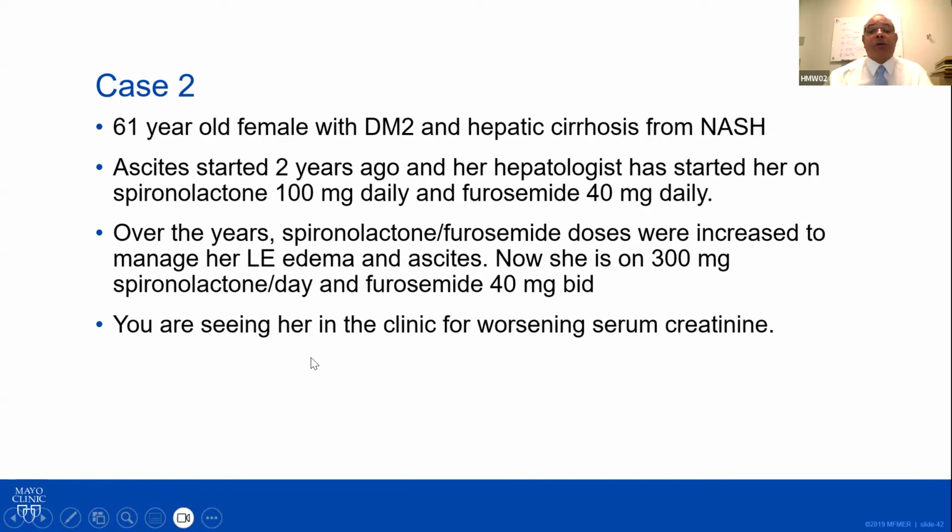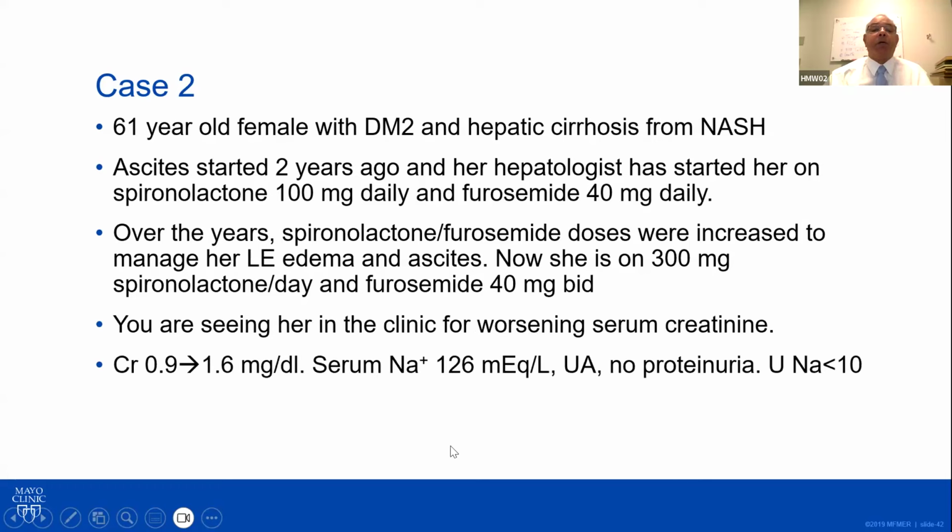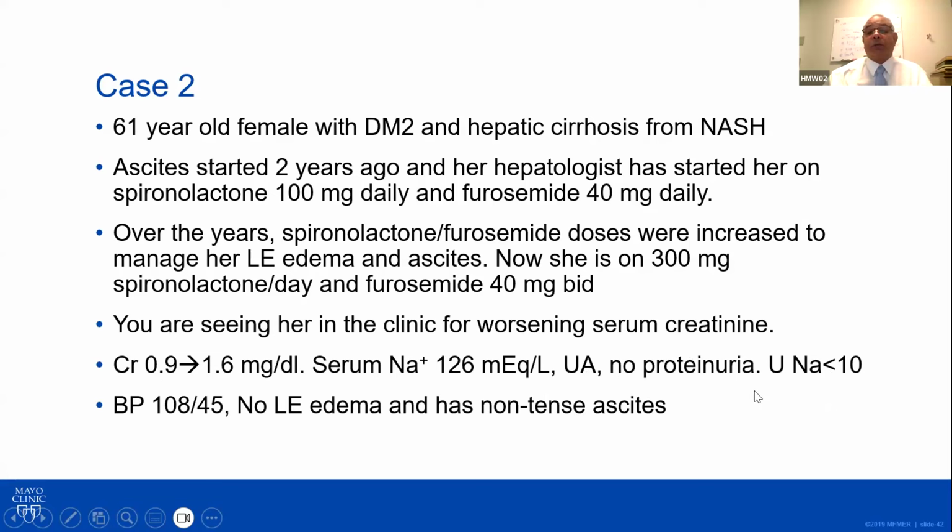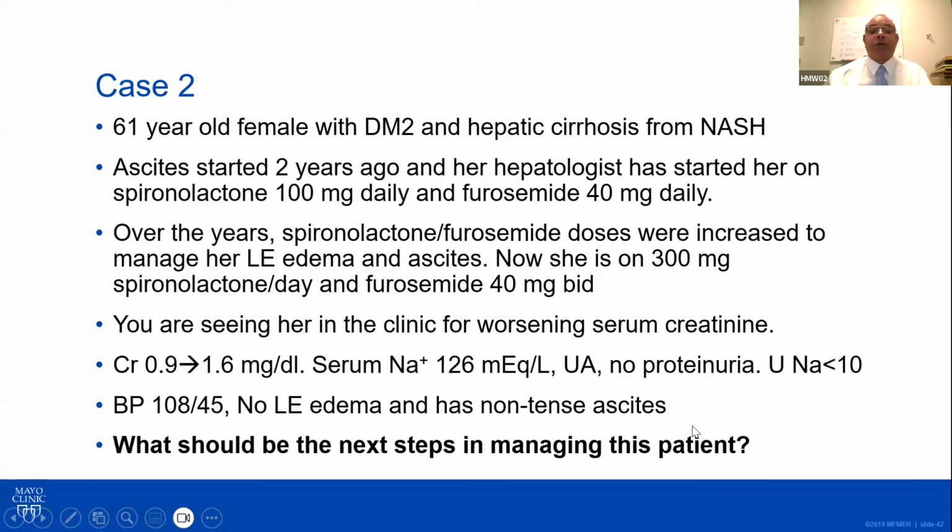But you are seeing her because her creatinine starts to rise. Edema is not a problem, ascites is not a problem, but her creatinine is a problem. You look at her labs, creatinine increased from 0.9 baseline to 1.6. Sodium is low, no proteinuria, urine sodium is below 10. You examine her and there is no edema. Blood pressure is low and she has no tense ascites. So the question, what is the next step in managing this patient? And I will be looking for your answers, either in the chat or in person.